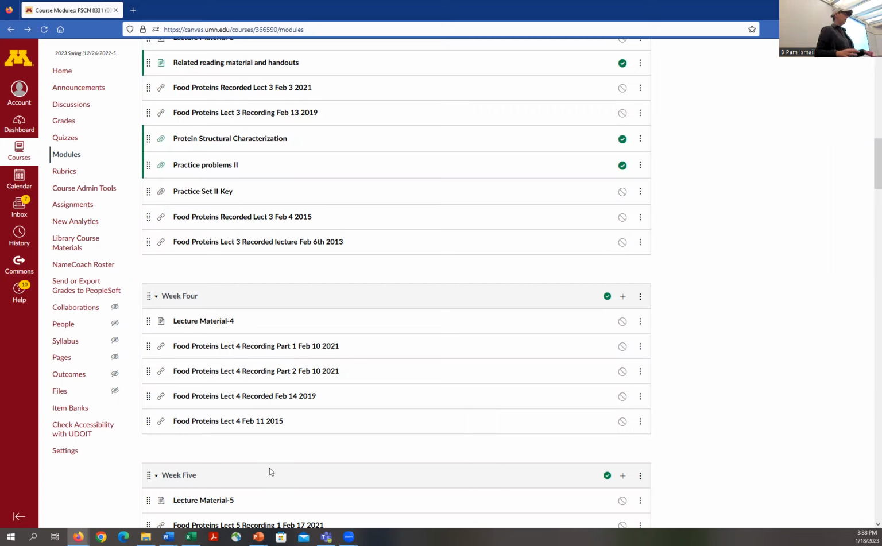But I won't release the key until I know that whoever wanted to submit have submitted, but then I want to release the key before the first exam, for example, or before the second exam. That would be helpful for studying. Any other questions? Okay, yes, Bonnie. Sorry, one more thing about the practice problems. Do you have to do them right to get the points, or do you get the points regardless?